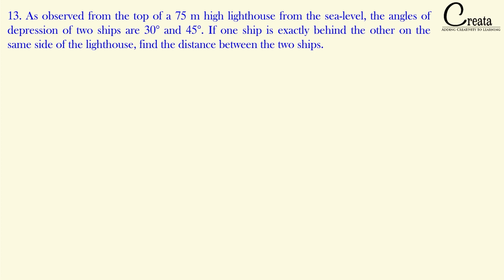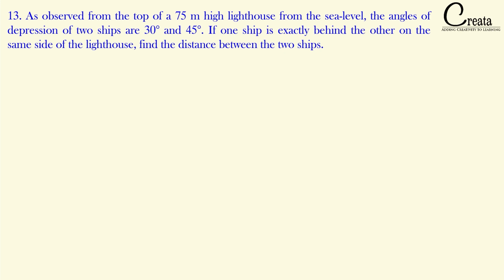Question number 13. As observed from the top of a 75-meter high lighthouse from the sea level, the angles of depression of the two ships are 30 degrees and 45 degrees. If one ship is exactly behind the other on the same side of the lighthouse, find the distance between the two ships. So this is the question.